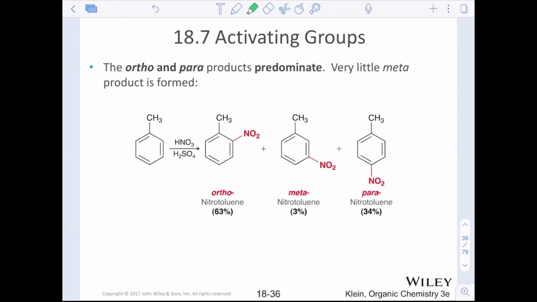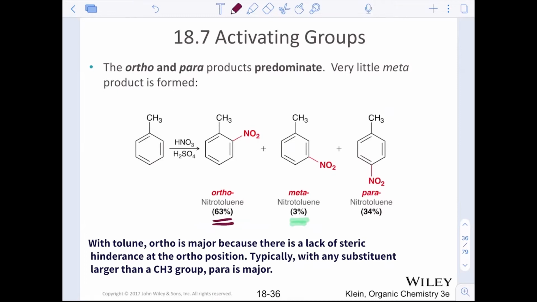Activating groups are what we call ortho-para directors. Very little meta product is formed. Notice that 3%. That's not enough to write home about. Ortho and para, ortho being the predominant one, para being a minor product here. Meta, we're just not even going to say it is. Activating groups are ortho-para directors.